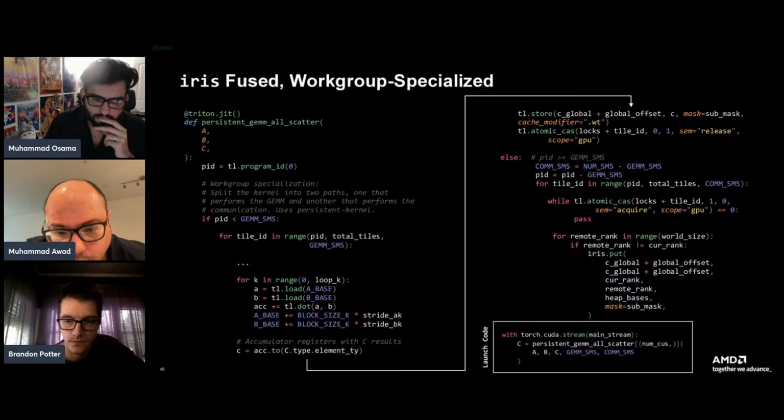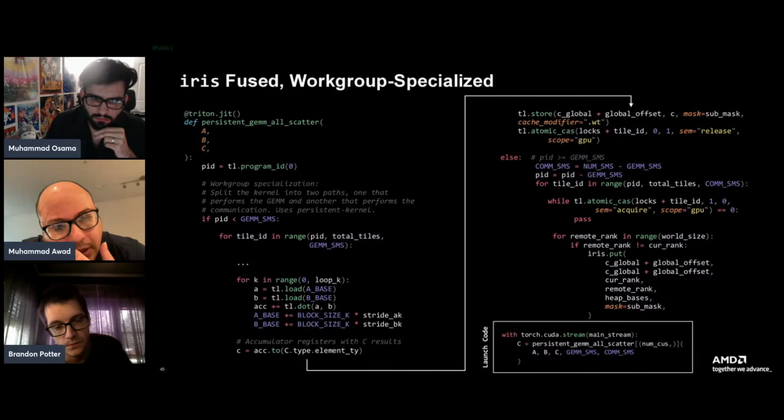So when you're actually launching this, you're launching one kernel. On the host side code, you're just launching one kernel, but that particular kernel is parameterized over the number of CUs you assign to GEMM, or number of SMs you assign to GEMM, and the number of SMs you assign to COM.